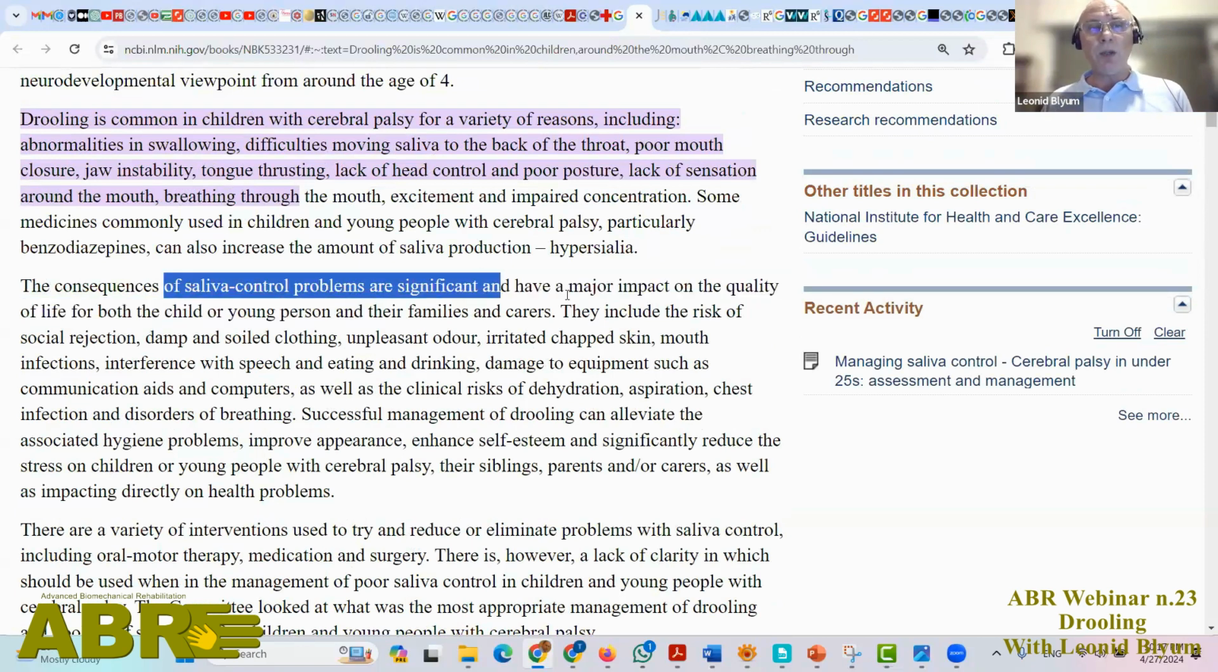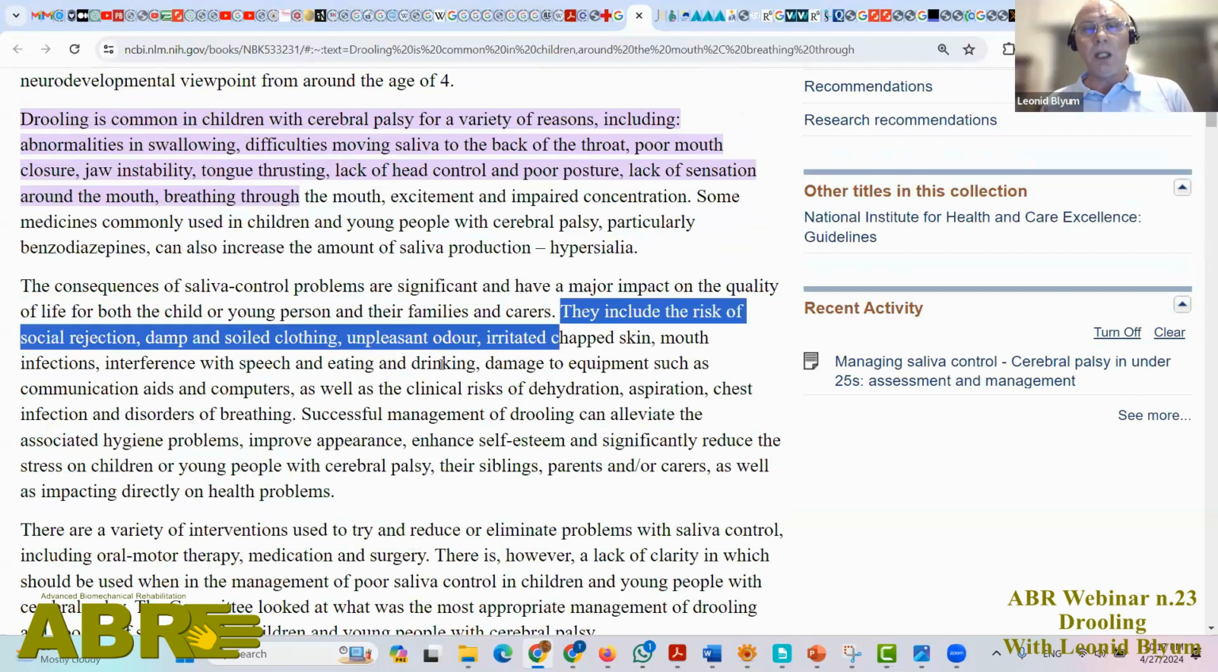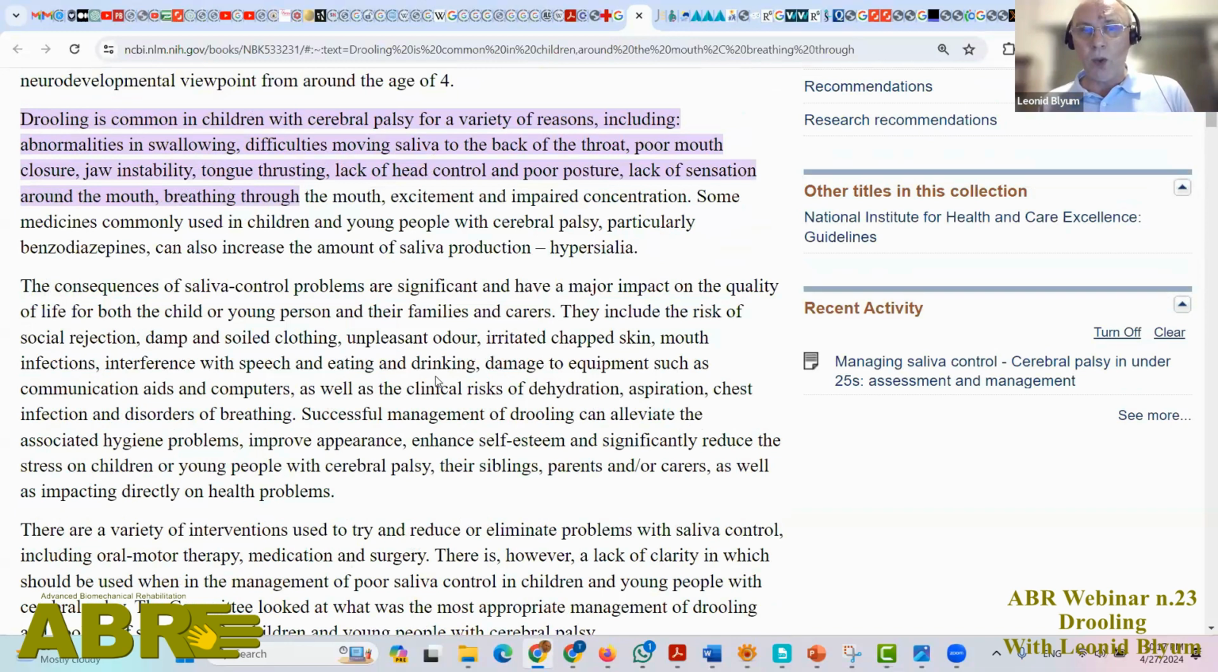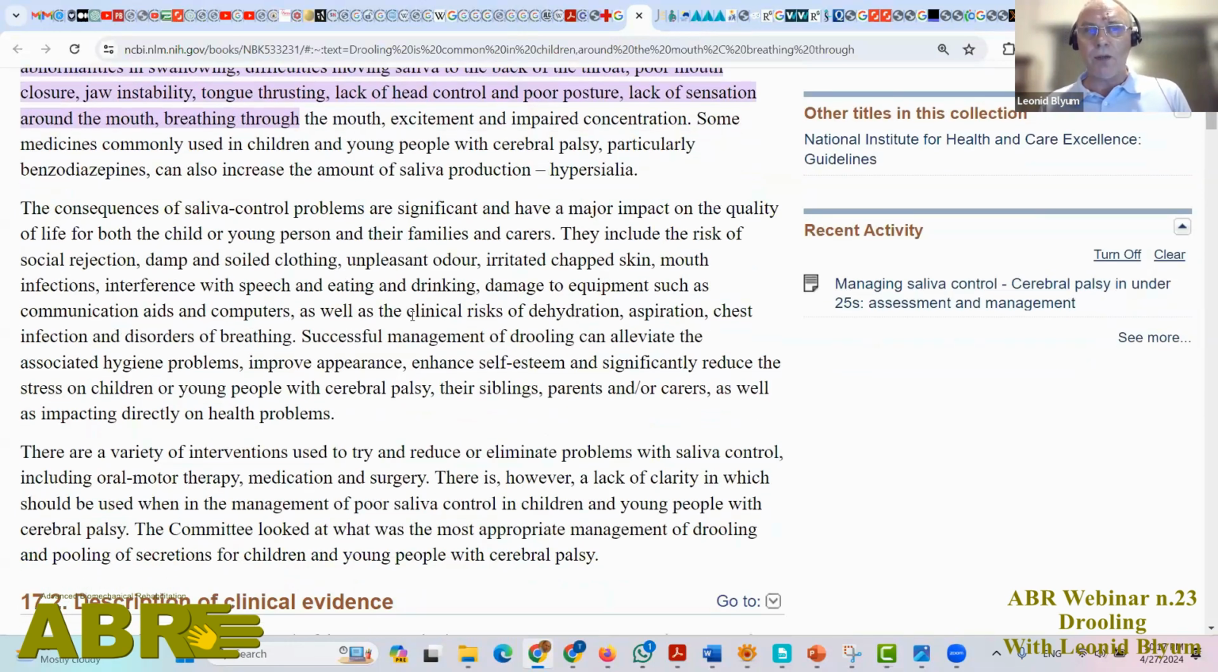The consequences of the saliva control problems are significant and have major impact on the quality of life. They include the risk of social rejection, damp and soiled clothing, which actually costs you more, right? Ta-da! Unpleasant odor, irritated skin, mouth infection, interference with speech and eating and drinking, damage to the equipment, computers could be damaged, and communication aids.